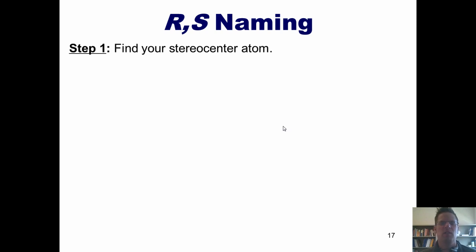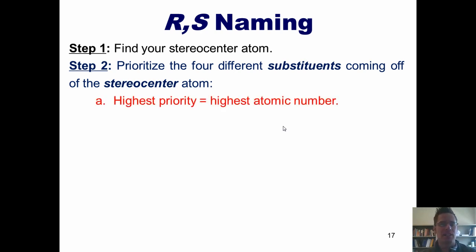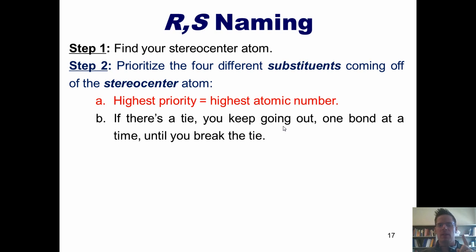Step 1, find your stereocenter atom. Step 2, prioritize the 4 different substituents coming off of the stereocenter atom. Now, how in the world do you prioritize them? Well, what you do is you start at your stereocenter and you go out one atom at a time. Highest priority equals the atom that has the highest atomic number. Now, if there's a tie, then you go out one more atom, and so forth and so on until you break the tie.